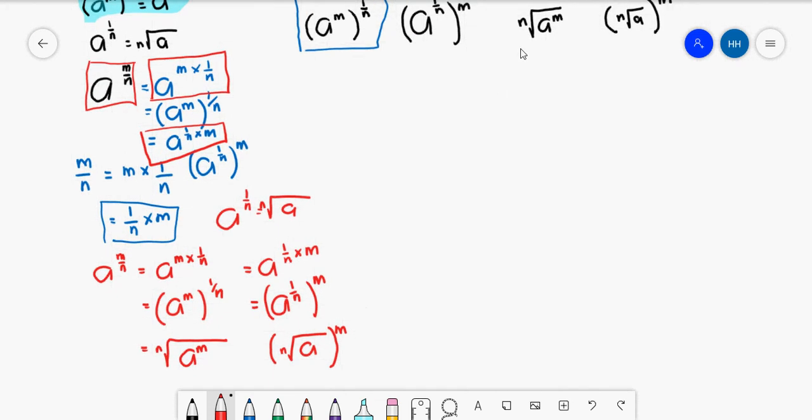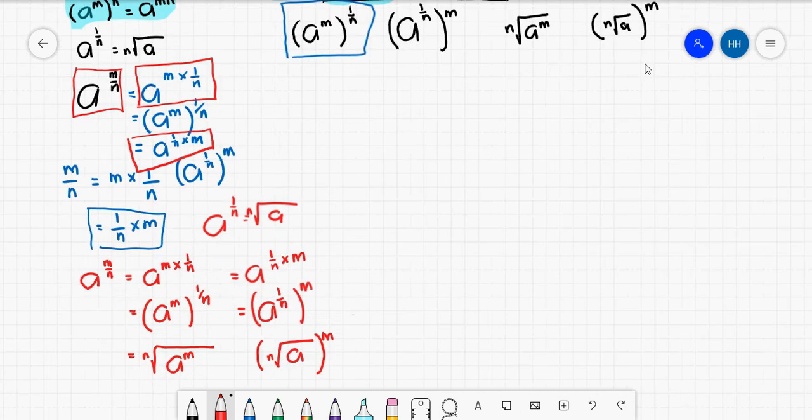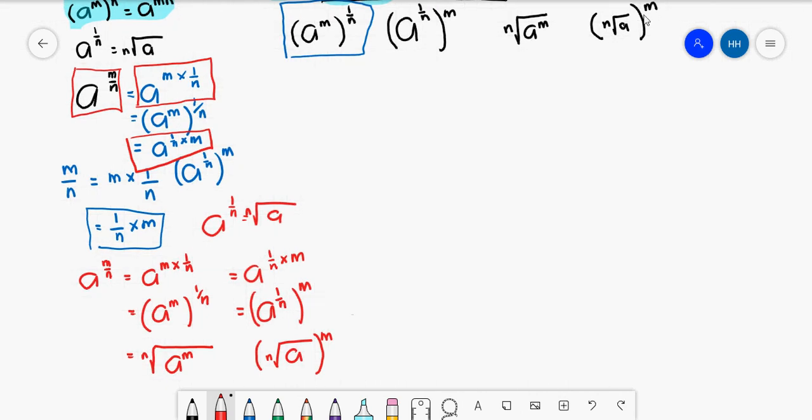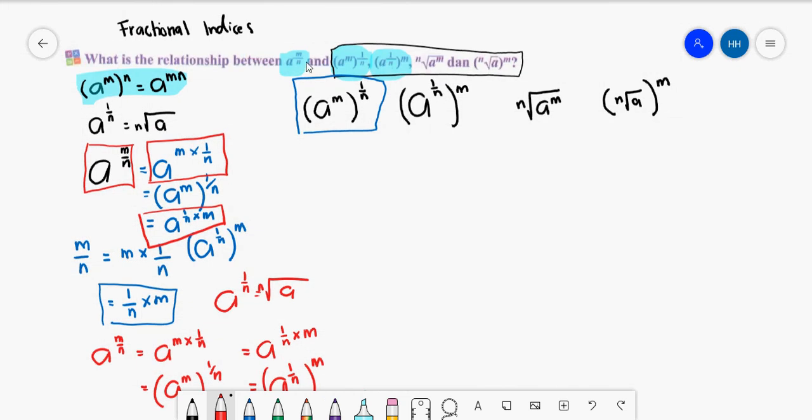And this is equal to the two forms here. Can you see, n root a to the power of m is similar to this one, and n root a, to the power of m is similar to this one. So it is proven that a to the power of m over n can be written in 4 forms: 1, 2, 3, 4. So what I am telling you now is you can write a to the power of m over n in these forms.